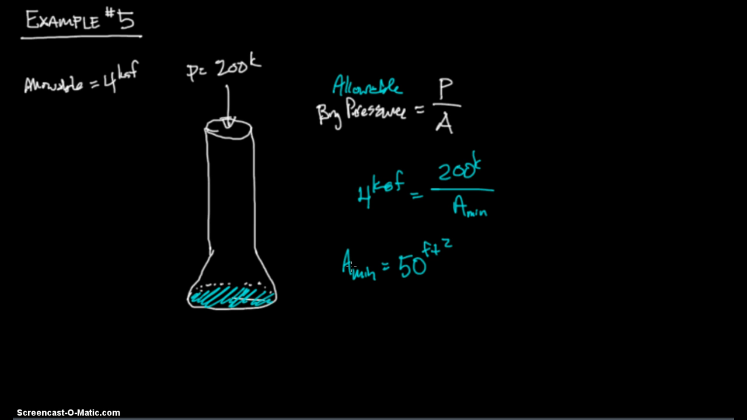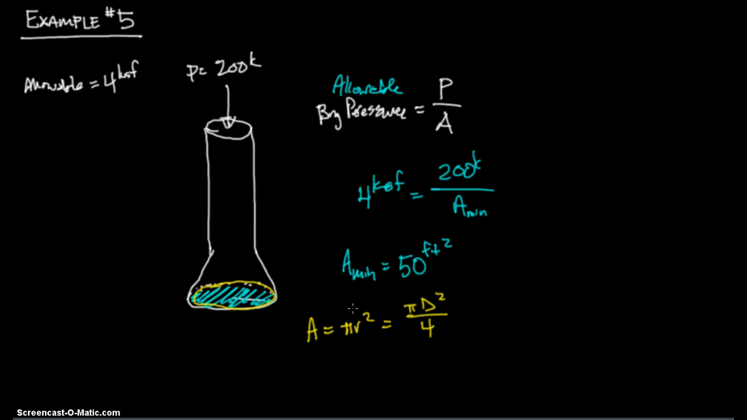Now we need to say, what is the area of this circle right here, the bearing area? The area of a circle equals 2... that's not 2 pi r, sorry, that's circumference. Pi r squared, and that also equals pi d squared over 4.